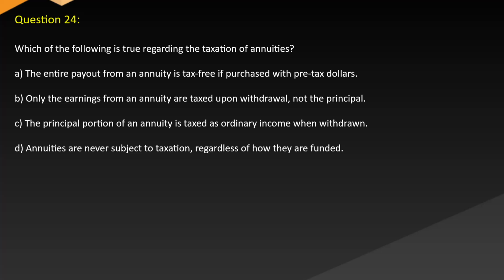Question 24. Which of the following is true regarding the taxation of annuities? A. The entire payout from an annuity is tax-free if purchased with pre-tax dollars. B. Only the earnings from an annuity are taxed upon withdrawal, not the principal. C. The principal portion of an annuity is taxed as ordinary income when withdrawn. D. Annuities are never subject to taxation, regardless of how they are funded.